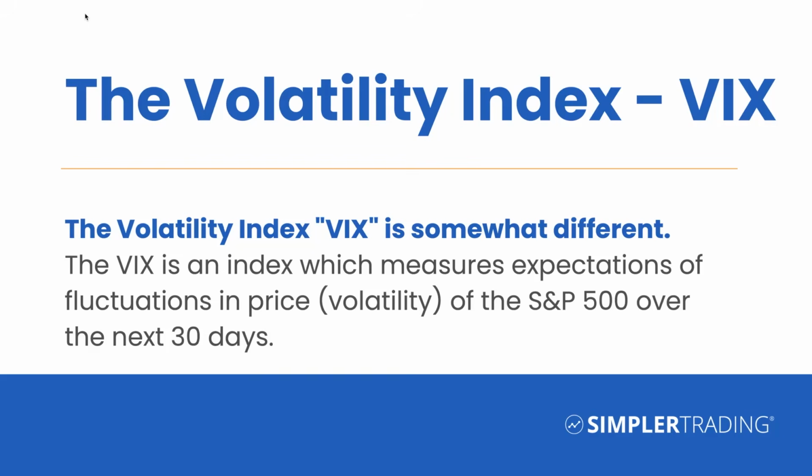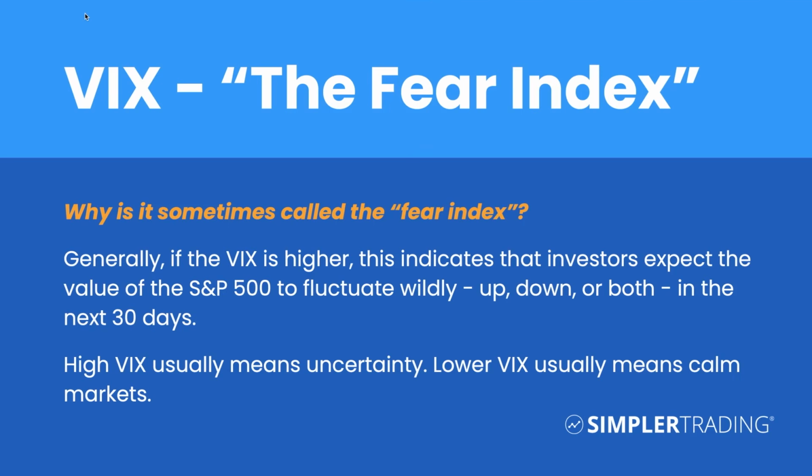The VIX is an index which measures the expectations of fluctuations in price of the S&P 500 over the next 30 days. The VIX is also known as the fear index. Why is it sometimes called the fear index? Generally, if the VIX is higher, this indicates that investors expect the value of the S&P 500 to fluctuate up and down, or both, in large measures over the next 30 days. A high VIX usually means uncertainty. Lower VIX usually indicates calmer markets. Premiums will go up when you have a higher VIX in general, and premiums will come down when you have a lower VIX also in general.